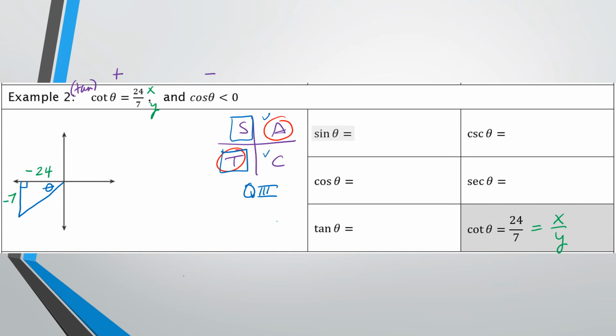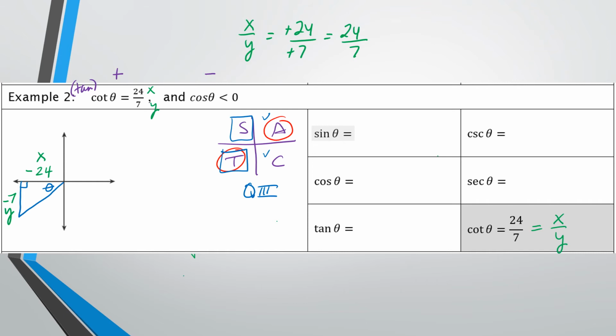And you might be wondering, well, why isn't the cotangent negative then if both of them are negative? The reason is because if I do x over y, that would be negative 24 over negative 7. These negatives cancel each other out and turn it positive. So because they're both negative, it makes the answer to the cotangent look like it's positive. All right, so these are my x and y.